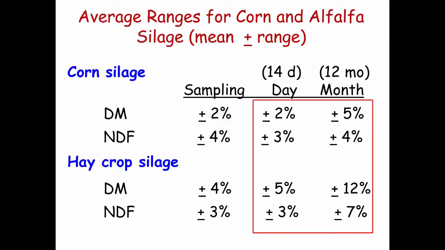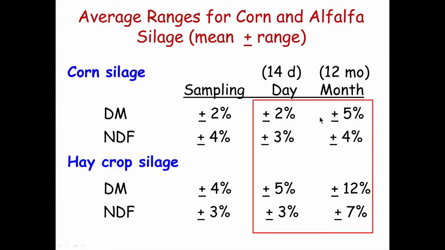The other thing to look at here is for hay crops, over a 12-month period, the true variation is more than twice what it was in this short period of time. And that makes, again, perfect sense. Over a 14-day period, we're likely going to be in a single cutting, maybe even a single field. Over a 12-month period, it's going to be multiple cuttings, maybe multiple fields. So you expect much more true variation over a year than over 2 weeks.